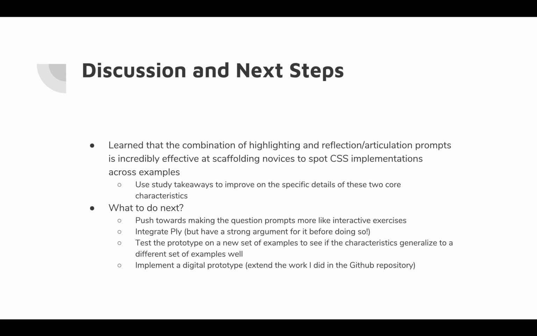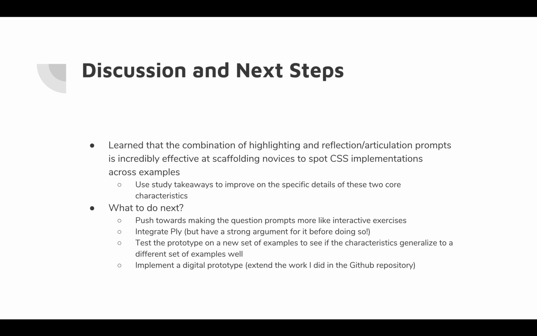I also want to test the prototype on a new set of examples to see if the characteristics generalize to a different set of examples. They work great for my current set of examples and are theoretically automatable, but that doesn't mean they'll be equally as effective in a random set of professional examples.